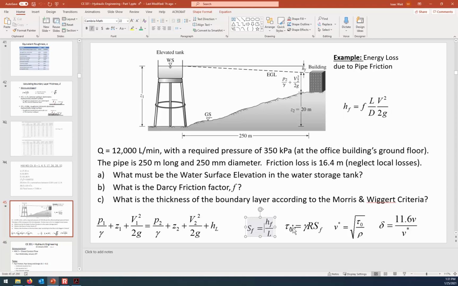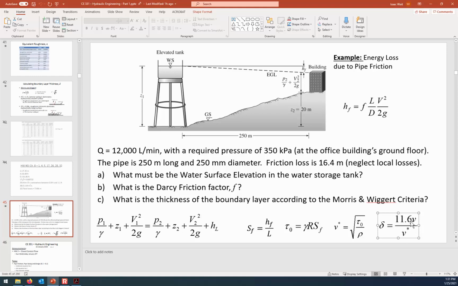So I set up the equations you're going to need, and they're in the order that you're going to use them. First, you'll need to calculate the slope of the energy grade line. Then you'll need to calculate the shear stress. Then you'll calculate the shear velocity. And finally, you can calculate the thickness of the laminar layer. And the units of that is going to be meters.